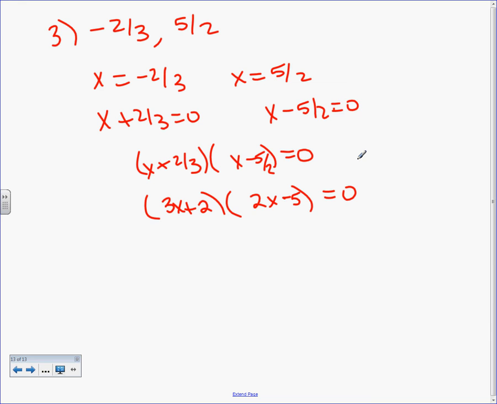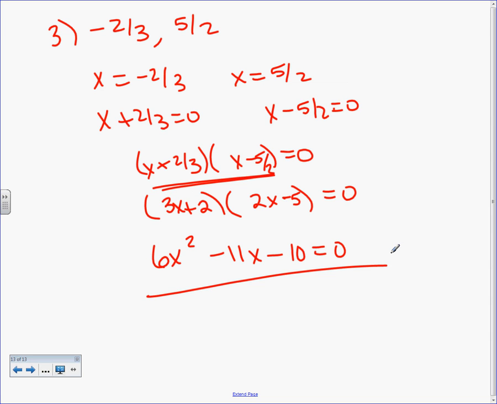If you're struggling with foiling, let me know. I'll do it for you. I'm happy to do that. So you get 6x squared minus 11x minus, what did you guys get? 10. Excellent. If we had foiled here, we would have had, I think, over 2 a bunch, and we would have had to multiply everything by 2, because standard form can't have a fraction. So when we didn't do it that way, it made it a little bit easier, saved us a step, I guess.